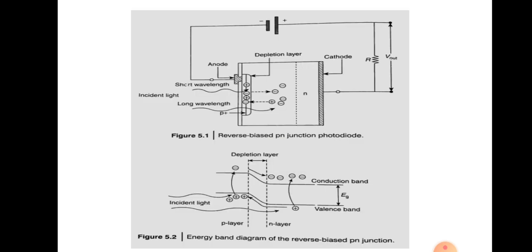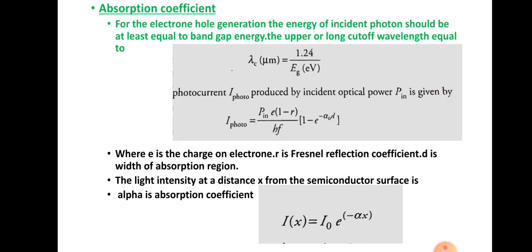See here, the band gap is shown, and for the movement of the electrons from the valence band to the conduction band, the incident photon energy should be higher than the energy gap. So for electron-hole generation, the energy of the incident photon should be at least equal to the band gap energy, and the upper or long cutoff wavelength, represented by lambda c, is equal to 1.24 divided by the energy gap Eg.